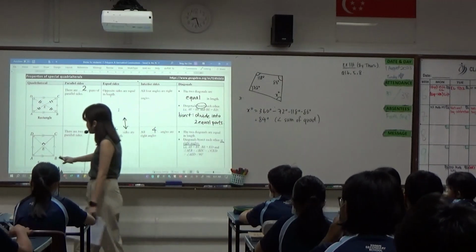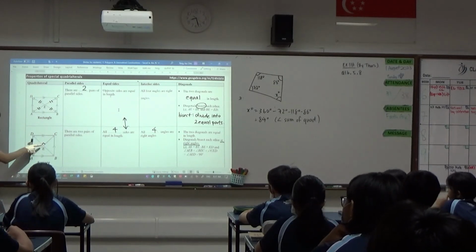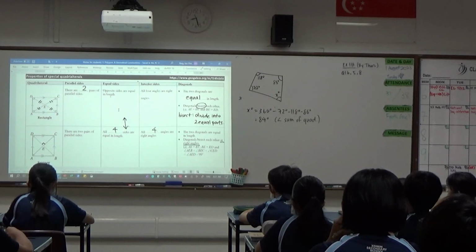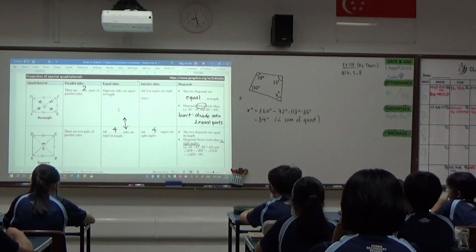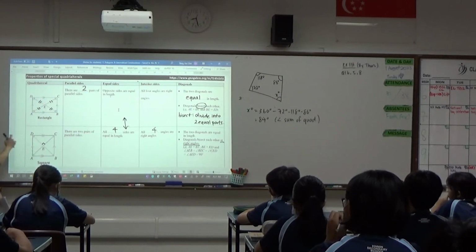It means that this diagonal passes through the other diagonal, and when it passes through, this angle over here, I can measure it to be 90 degrees. It's only for a square. Our rectangles, they don't have that. From the diagram, I can tell this is not 90 degrees, because this diagram is very, very different from the one that I have printed off.